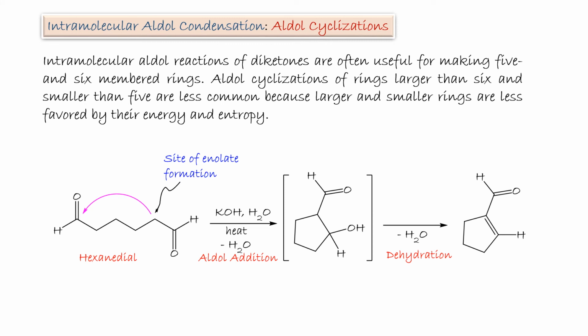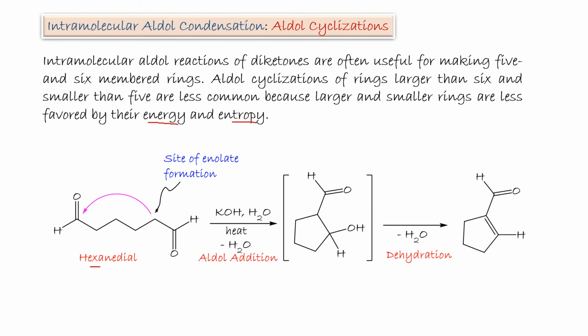Intramolecular aldol reactions of diketones are often useful for making 5- and 6-membered rings. Aldol cyclization to rings larger than 6 and smaller than 5 is less common because larger and smaller rings are less favored by their energy and entropy.